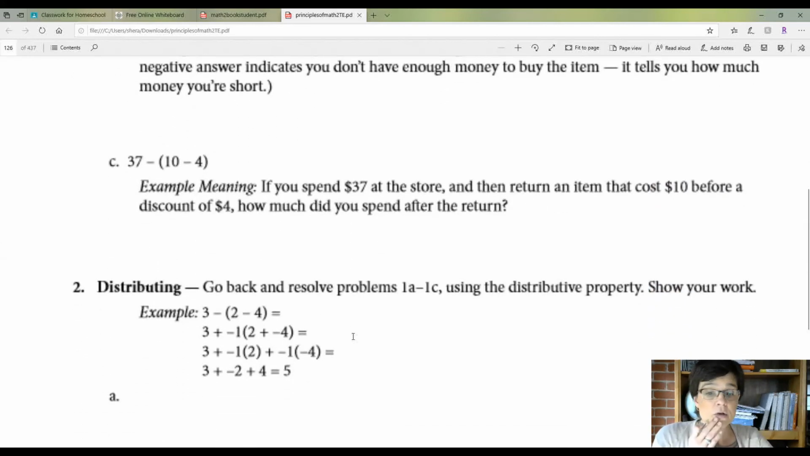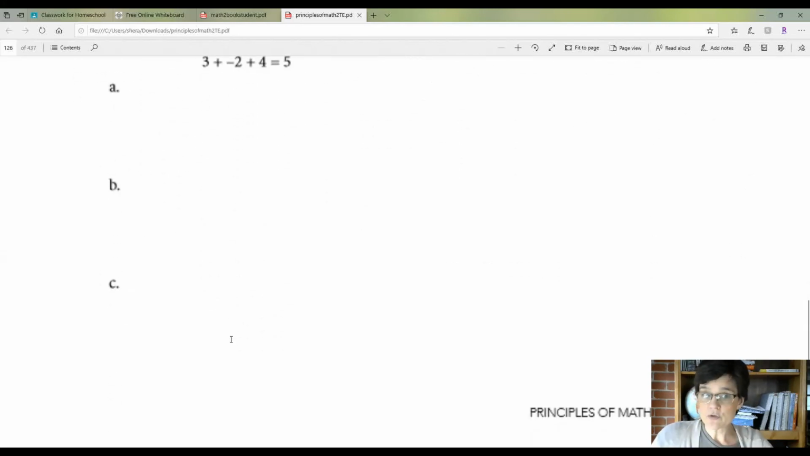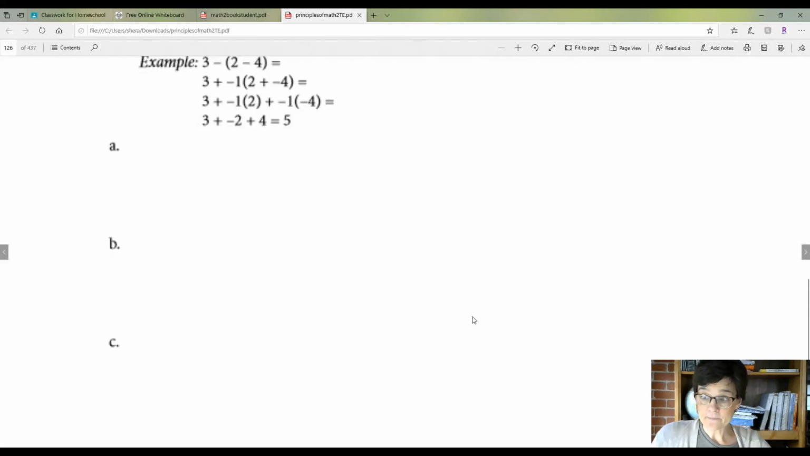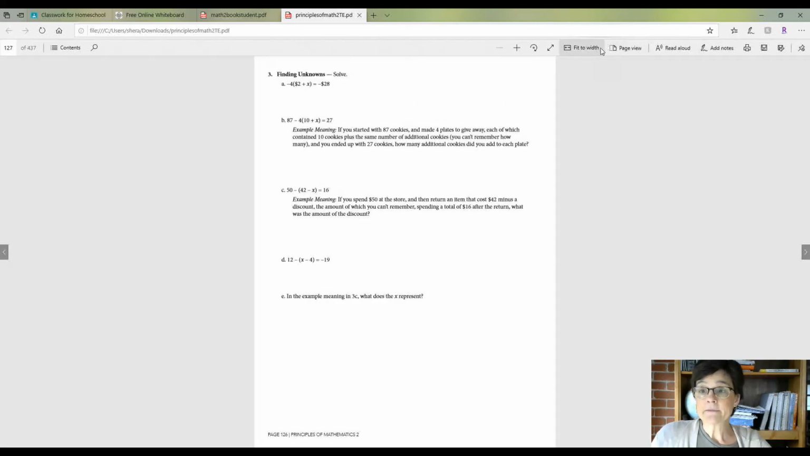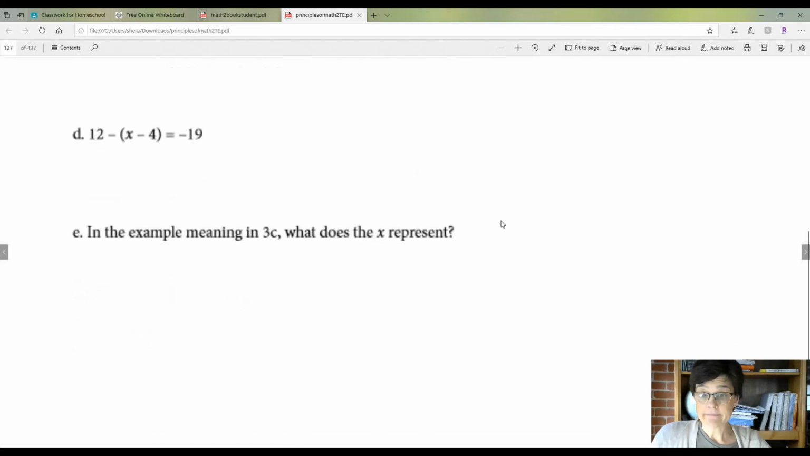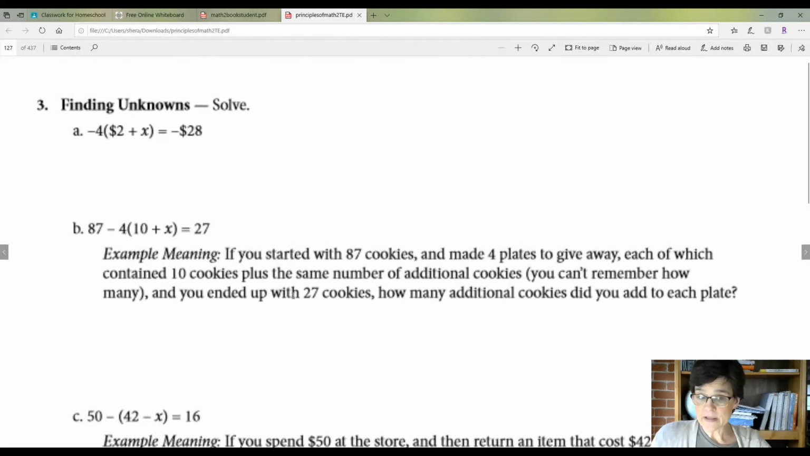On number 2, it says go back and resolve problems 1A through 1C using the distributive property, and then show your work. Here it gives you an example, and then gives you all the places to work. And since you do have room here, it would be nice to see some of the work here just to make sure you're doing it right. So you're going to go back up here and do these using the distributive property. And then on the back, you're finding unknowns, A through E. Like I said, make sure you read the example meanings.